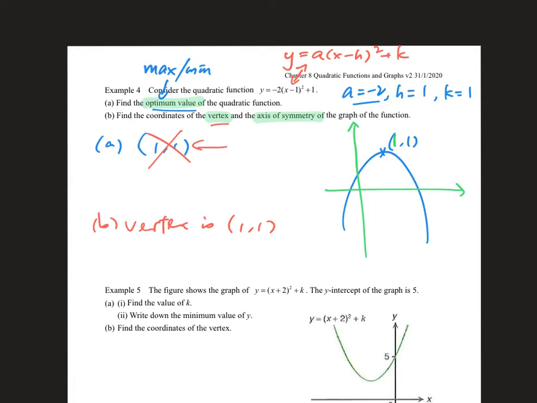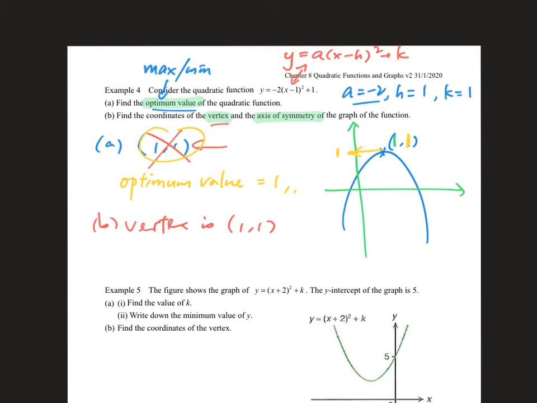So what do we mean by optimum value? What is the maximum, highest value of this parabola? Can you read this value? Yes, it comes from the y-coordinate of the vertex, that means the value of k. So that's why in part A, instead of writing vertex directly, which is wrong, we will say optimum value is equal to 1.